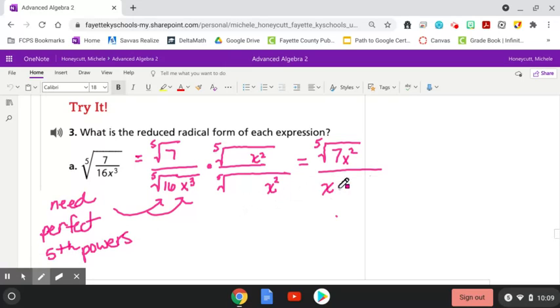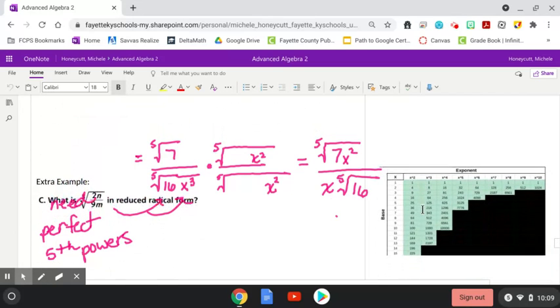X times the fifth root of 16. So now I need to think, okay, well, I've gotten rid of the radical for this part. I need to get rid of the radical for that part. Okay, is 16 a perfect fifth power? No. So I'm going to grab my power chart, and I'm going to see what is a perfect fifth power. And can I multiply 16 by something that will give me a perfect fifth power?